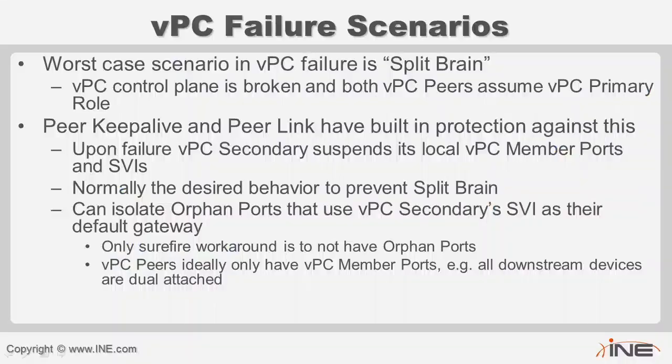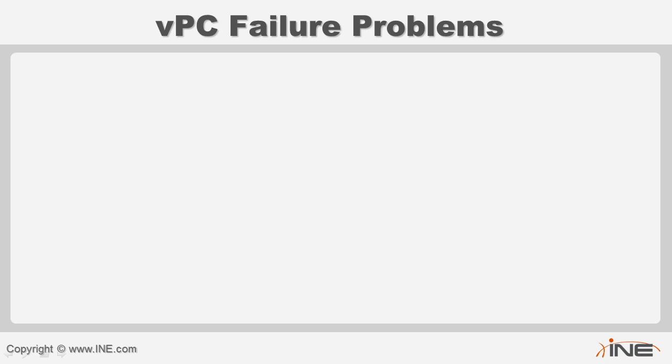Now, again, the only real way that we can prevent this is to not have the orphan ports to begin with. So vPC peers, ideally, are only going to have dual attached neighbors as they go downstream. We'll also see that there are some potential problems in the failure detection of the vPC domain.